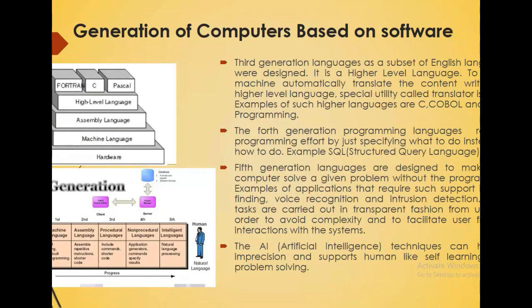Fifth generation languages are designed to make the computer solve a given problem without the programmer. So sometimes when there is some problem, troubleshooting can be done automatically by software. That is called troubleshooting. So sometimes if your computer is not working, if you restart that computer, at that time some checks are done automatically by the system to make that correction when your system is unstable. Same way, there are some utilities.